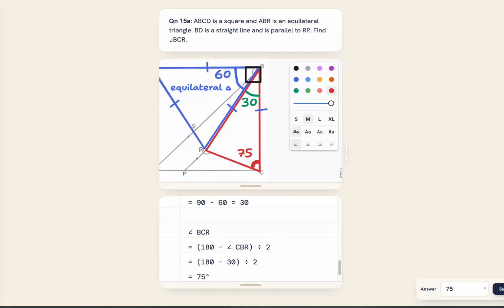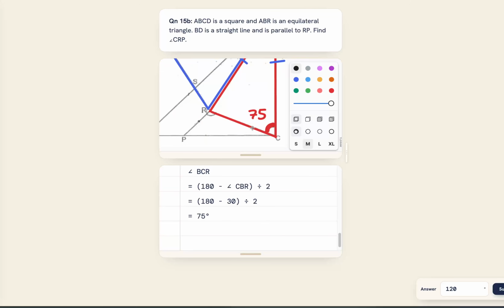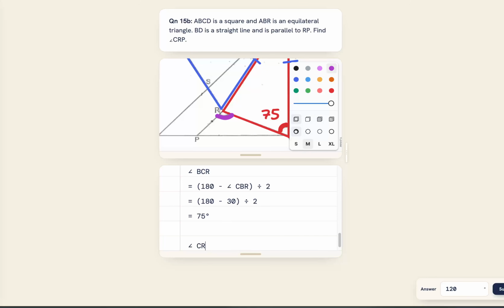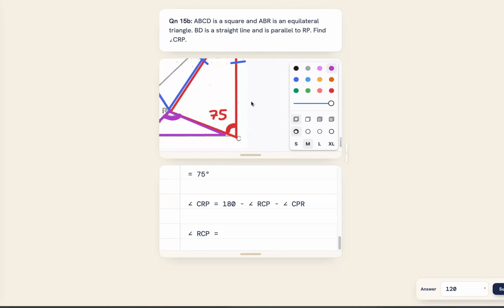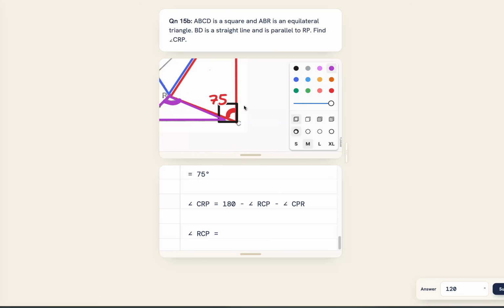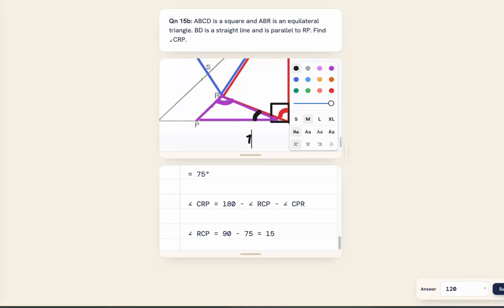So question 15 part B, we are looking for angle CRP. Angle CRP over here, let me put it in purple as well, is in this triangle over here. What are the two angles that we need to subtract? It's 180 minus angle RCP minus angle CPR. We actually know angle RCP. Angle RCP is PCB, which is 90 degrees, and then we minus 75 degrees. So RCP is 90 minus 75, and this will give us 15 degrees. Okay, one down. So this is 15.